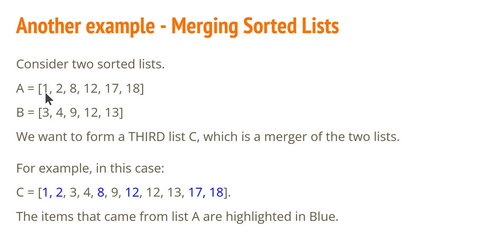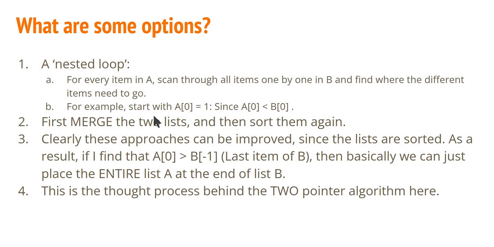I'm creating a nested loop, so I'm going through this list as well as this list. So we can obviously do this, it will work. However, you can imagine that this complexity will be large. It's going to be the order of n square, because that's what we are doing, right?